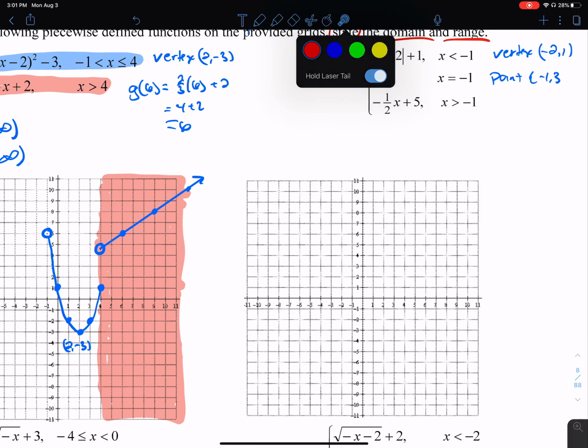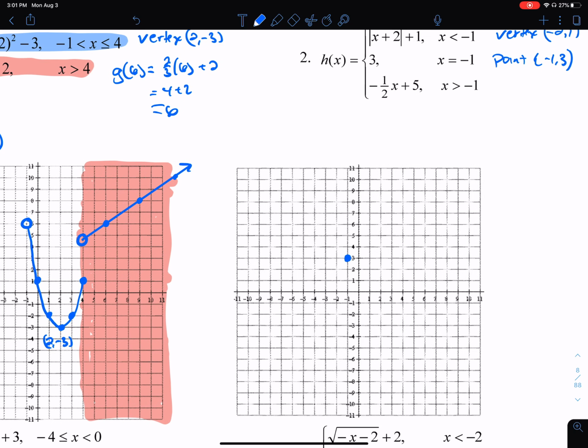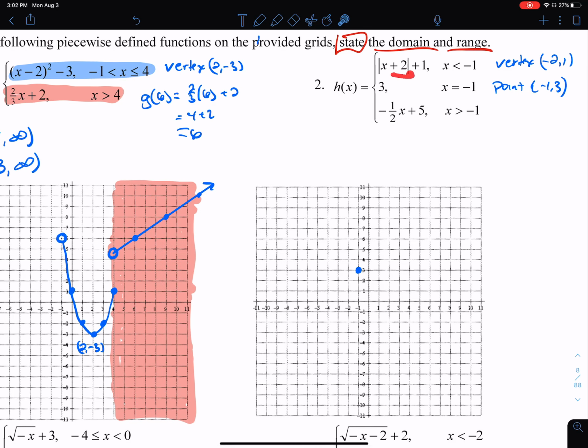Let's start with the easiest thing, which is this point. We have a point at -1, 3. That's easy. Now, let's see if we can get the rest of this graph on here. This vertex is at -2, 1. Is that included in the domain? -2 is less than -1. So at -2, 1, I'm going to put a point.